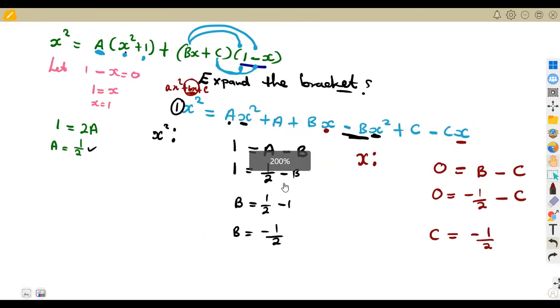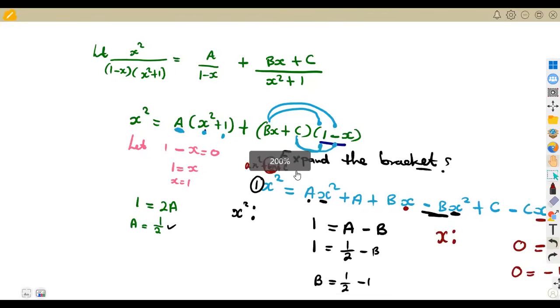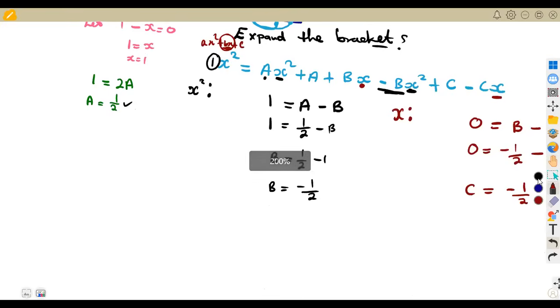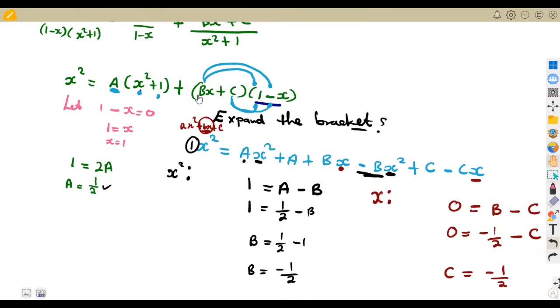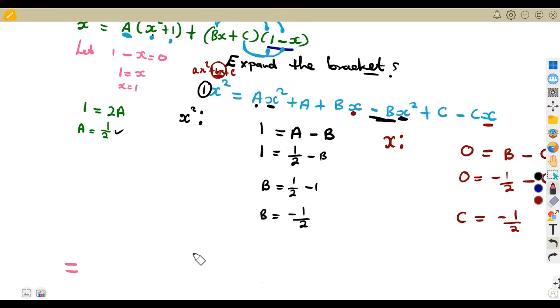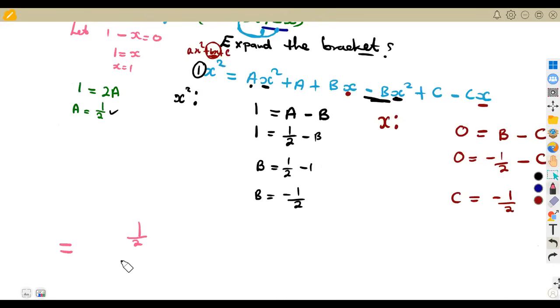All the values are there, the ones that we need in this part of our partial fractions. All right. So meaning to say, if we substitute this, this whole part will be equal to, all right. So a is 1/2. So this is a here, which is 1/2. Take note, a 1/2 on top there. So it's going to be 1/2 over 1 minus x. Sorry, that's 1 minus x. Let me just write it this way. I'm going to explain later on.